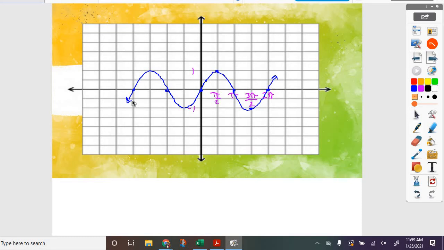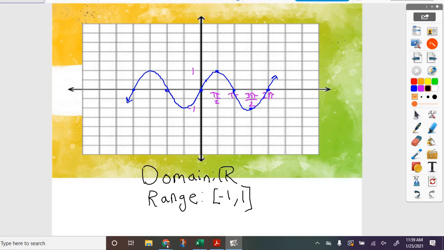A couple of important things that we might want to point out. What is the domain of this graph? And then our range. One to negative one. Almost. Flip those. Negative 1 to 1. There we go. Yes. It is negative 1 to what? We want to put our smallest value first. So yes, all of our y values, notice, are in between.